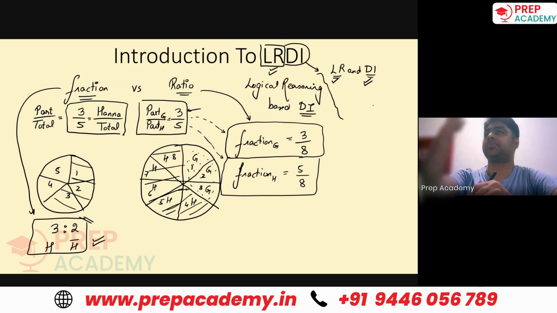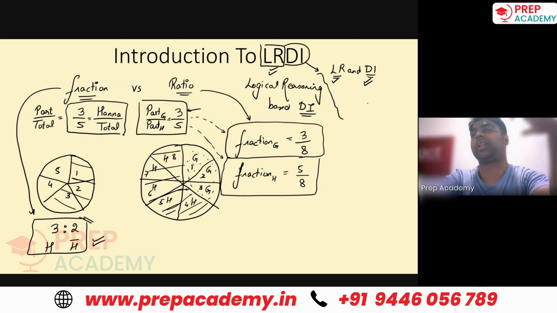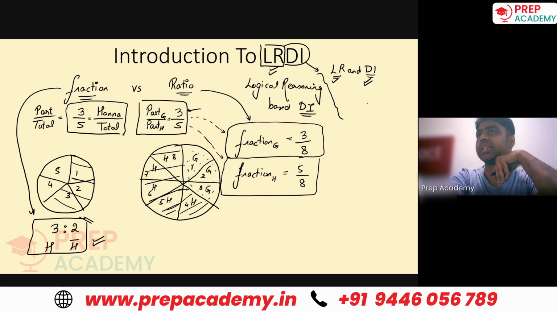So the difference is that earlier there used to be some logical reasoning based concepts. Let's say the cubes chapter, arrangements, puzzles, direction sense, blood relations, number series, alphabet series, alphanumeric series, coding-decoding, input-output. These all chapters used to be there in logical reasoning. And data interpretation used to be graphs, tables, some special graphs, all of that.